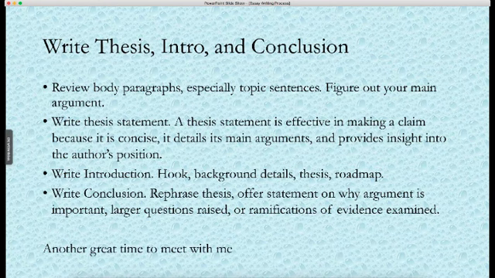This is another great time to communicate with me. I'll be able to say, okay, so I think you should elaborate more on this, or have you considered this, or this part doesn't quite make sense, or your body paragraphs are great, but they're not really supported in your conclusion. I can offer some of those suggestions.